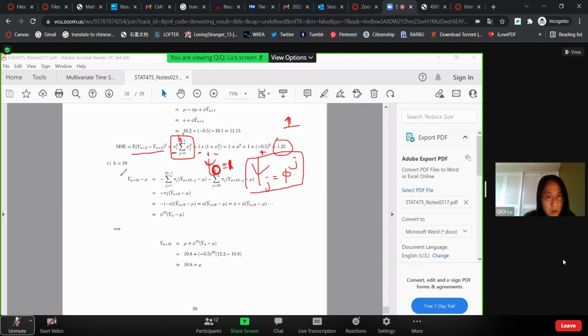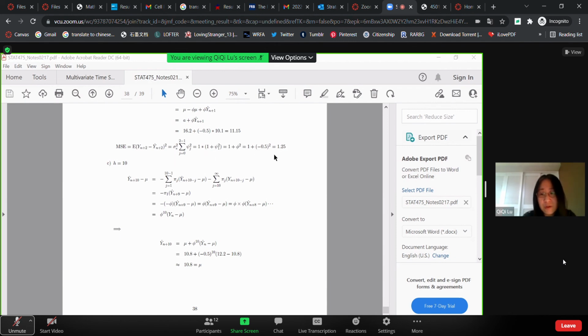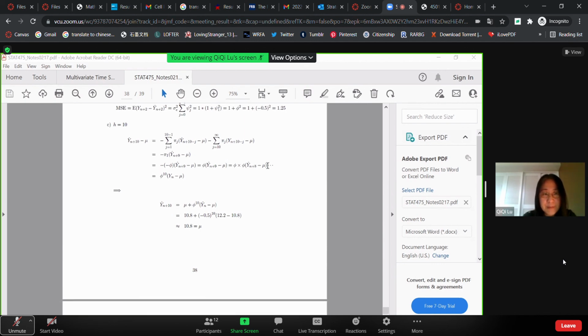Okay, now when h equals 10, question on this one, h equals 2 step ahead. So now we do h equals 10. Because pi j equals 0 for j larger than or equal to 2, this one is nicely 0. And in here, still we have only 1 term here.